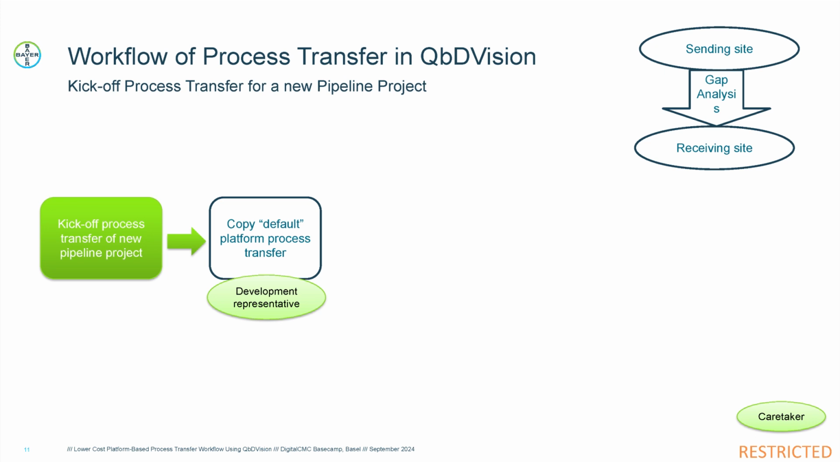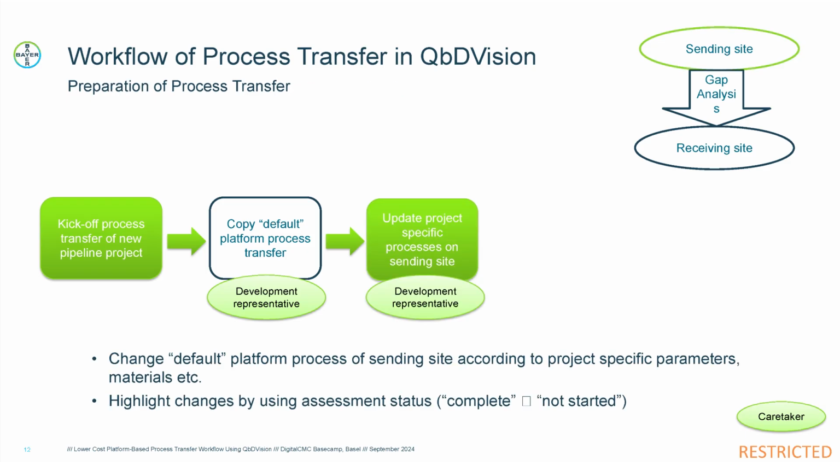First, I would like to show you how we have implemented QbDVision for tech transfer purposes. What we did first was to establish a platform process in QbDVision, as meant by the left corner. We defined the process of the sending side, this 200 liter scale, where we have a platform process, including standard equipment and materials. We've done it for the receiving side as well, including the scale-up and the standard equipment for this side, and so on and so forth.